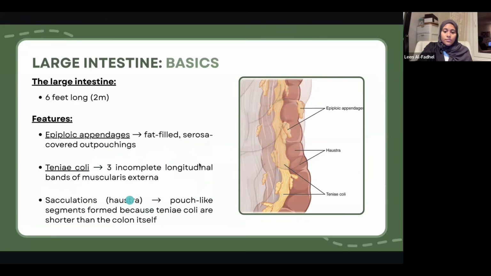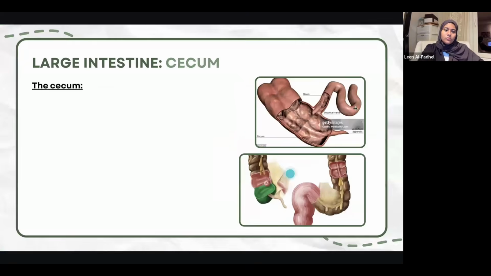And the haustra, okay, haustra is basically these pouch-like segments. This is a haustra, here's a haustra, here's another one, here's another one, here's another one. And they're formed because the tinea coli are shorter than the colon itself. So when something is shorter than the colon itself, it will kind of press upon it and then it will create a segment. That segment is what we call the haustra.